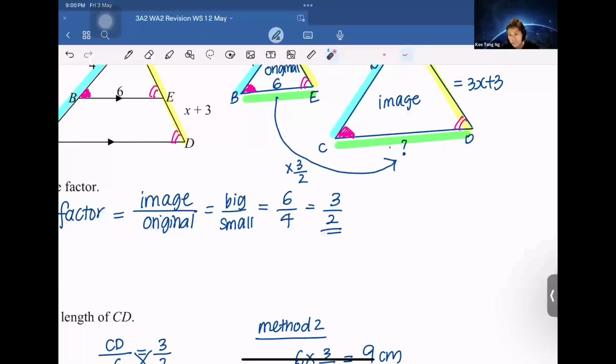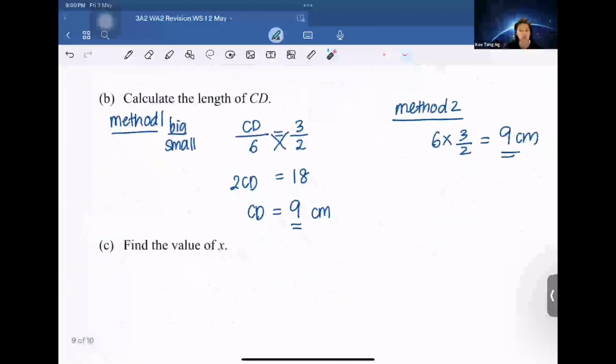What happens if I want to go from image to original? I want to reverse it. Then what do we do? Do we still multiply by 3 over 2? When I have original to image, I multiply by 3 over 2. If I were to do the reverse, image to my original, I shall need to divide by the scale factor. All right. If you cannot understand, then just do the ratio method.